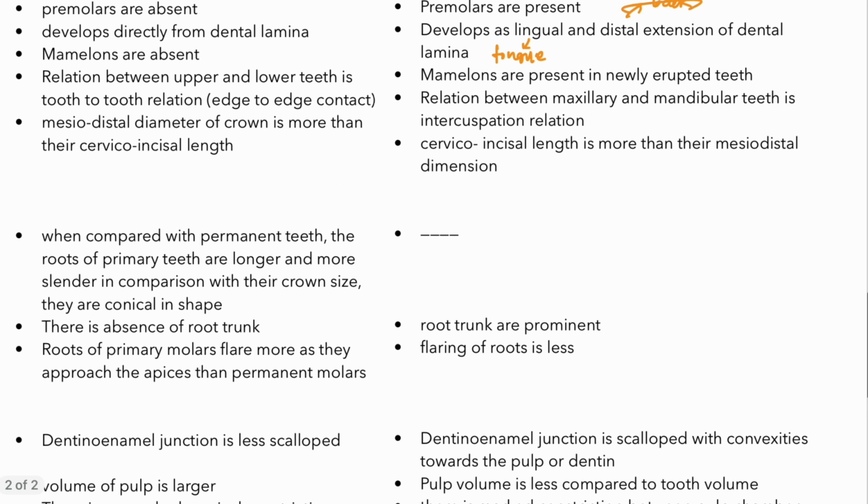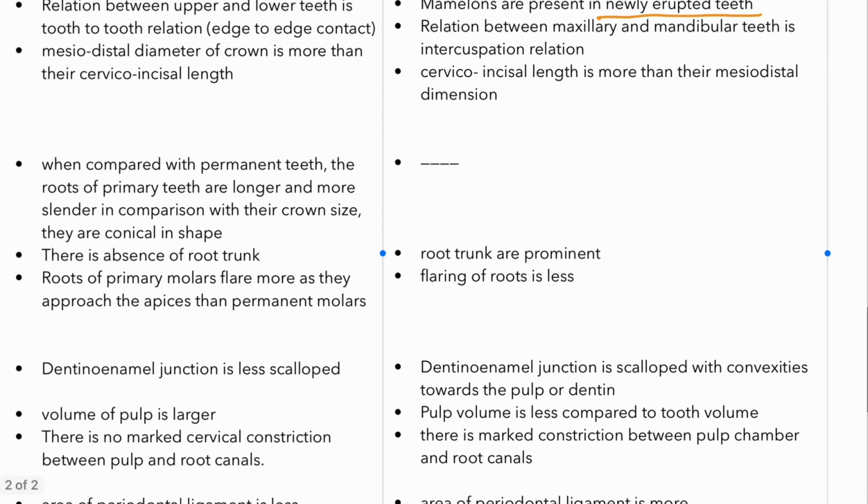Secondly, mamelons. Now, what are mamelons? Mamelons are small rounded extensions present on the biting side of the newly formed or erupted tooth. Mamelons are absent in the primary dentition while they are present in the newly erupted tooth, that is mainly the permanent incisors.